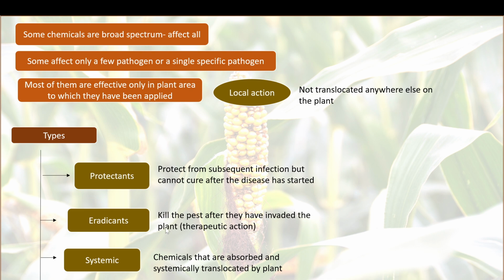This is a therapeutic action. The pest has entered inside and this particular chemical eradicates the pest. And the third is systemic. These are chemicals that are absorbed and systemically translocated by the plant. For example, you spray the chemical on the leaf, and it gets absorbed and translocates to other parts of the plant as well. So these are called systemic chemicals.